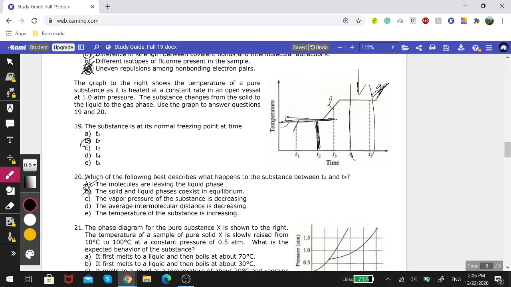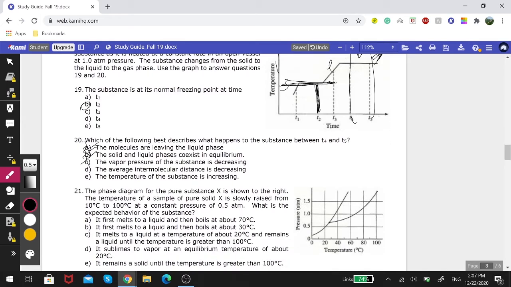The vapor pressure is decreasing. The pressure is not decreasing at all. That's incorrect. The average intermolecular distance is increasing. And that is what this line is all about, right? As energy increases, the phase does not change because this energy is used to break down the intermolecular forces. And when the intermolecular forces are broken down, the distance in between is increasing. So that's D.